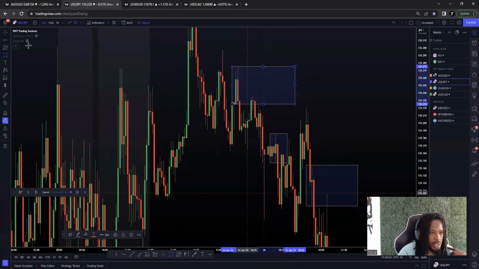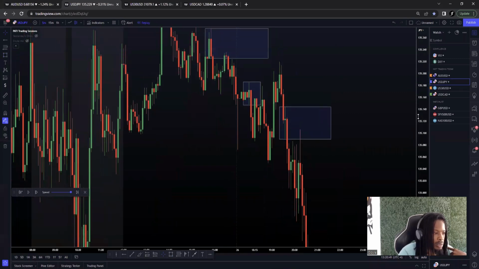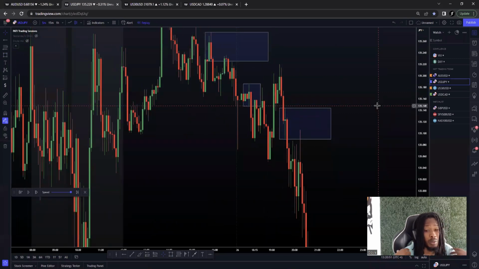This one didn't have a breaker structure. This last one at the bottom broke that low and then came back up. That's what I was looking for. So I was looking for a breaker structure. That's really what I was looking for.